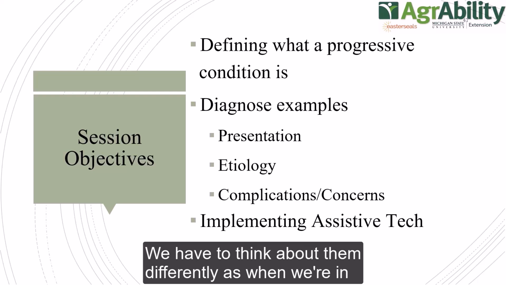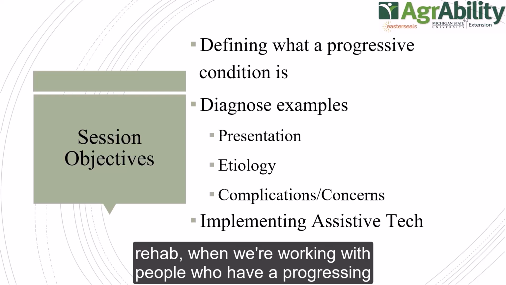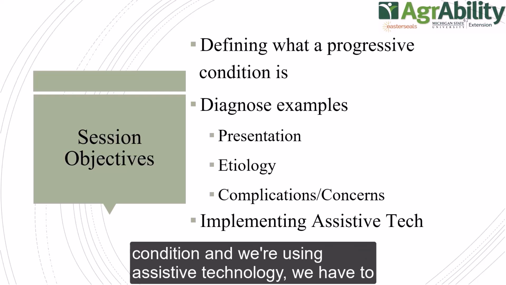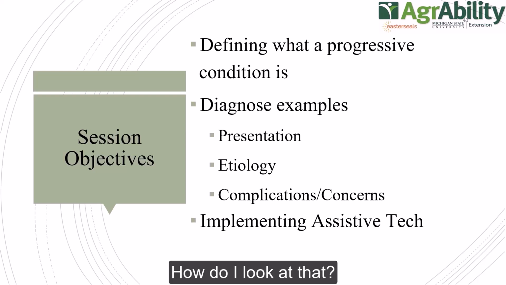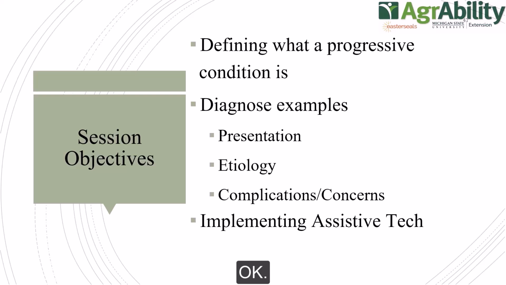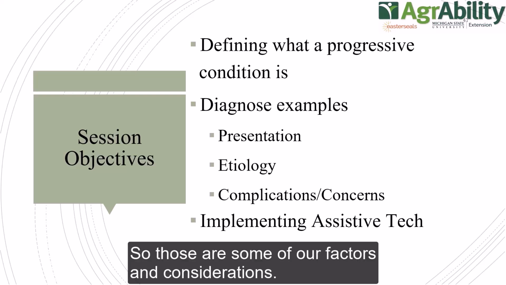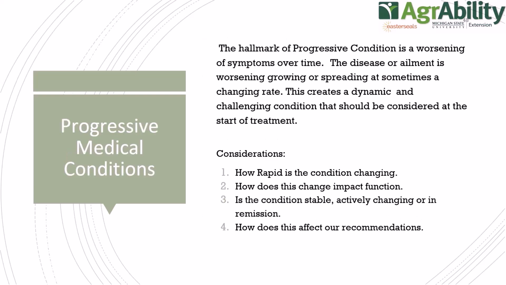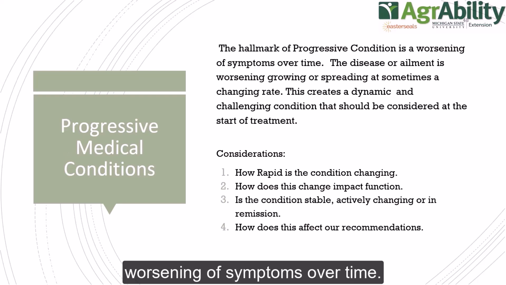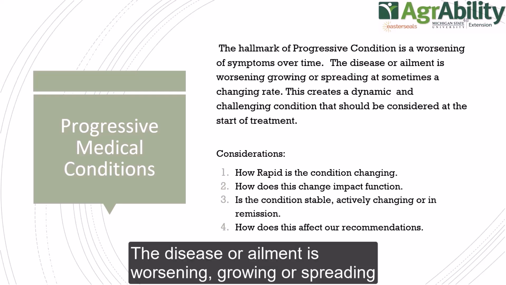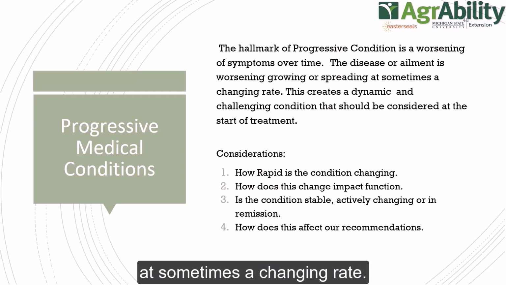When we're in rehab, working with people who have a progressing condition, and we're using assistive technology, we have to consider these factors. It's getting worse. How do I look at that? Those are some of our factors and considerations. So again, the hallmark of a progressive condition is a worsening of symptoms over time. The disease or ailment is worsening, growing, or spreading at sometimes a changing rate.